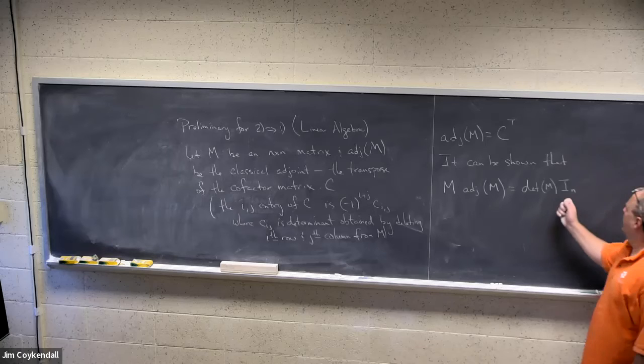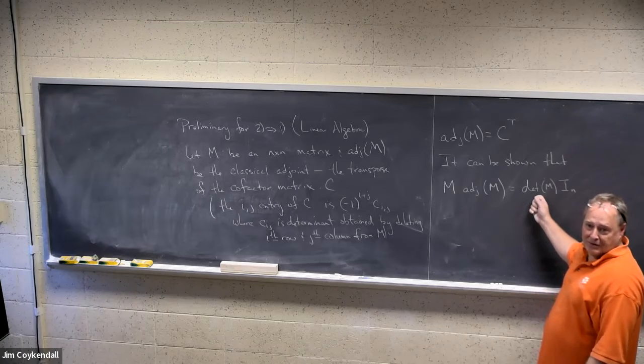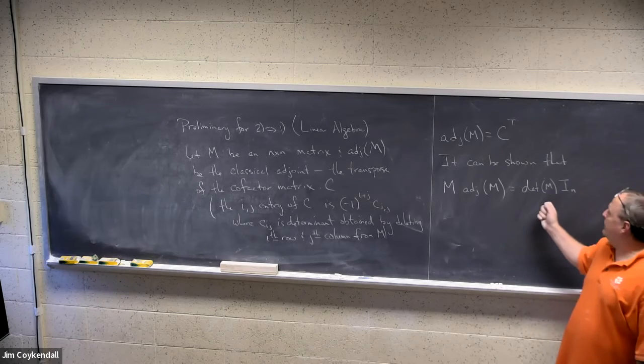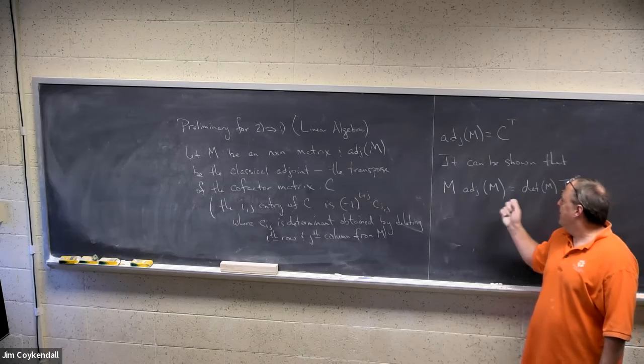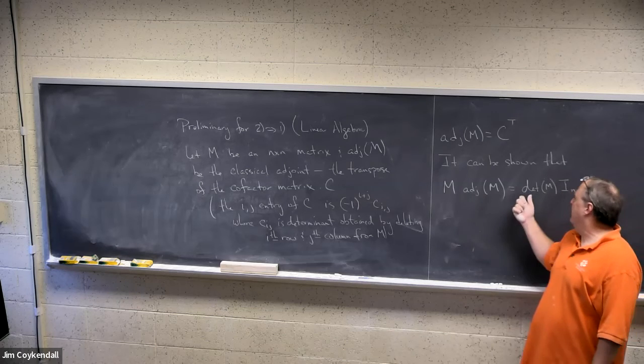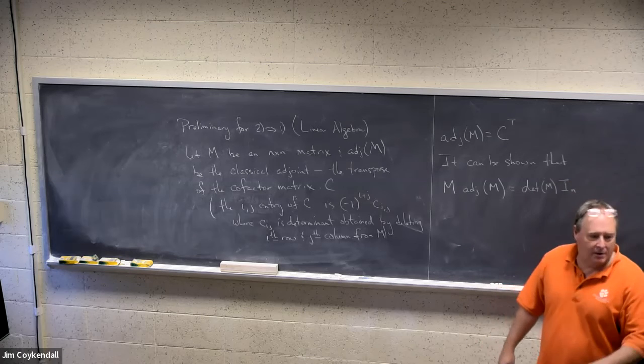Because notice that M is invertible if and only if the determinant is non-zero, right? So you kind of get this bonus out of it. If M is invertible, then this is non-zero. And so you can see from this that if you take the inverse of this number and multiply by the classical adjoint, you get the inverse of the matrix M.